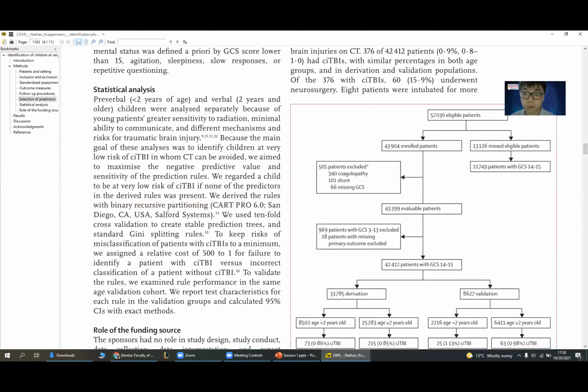And then they used 10-fold cross-validation. So that's a buzzword that came up from before. And standard Gini splitting rules. This is just extra detail on how the algorithm works. But essentially, this is machine learning. They used machine learning back in 2009 to make a head trauma CT scan scoring system to predict if patients are likely to have traumatic brain injury or not. So this is machine learning.